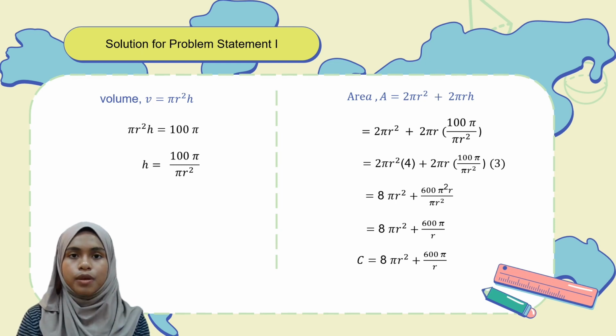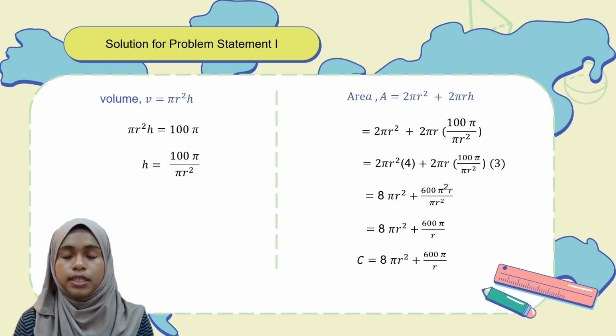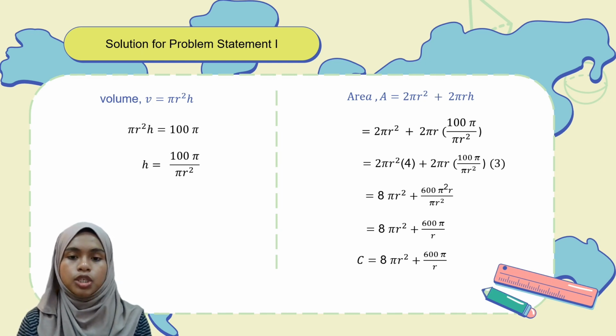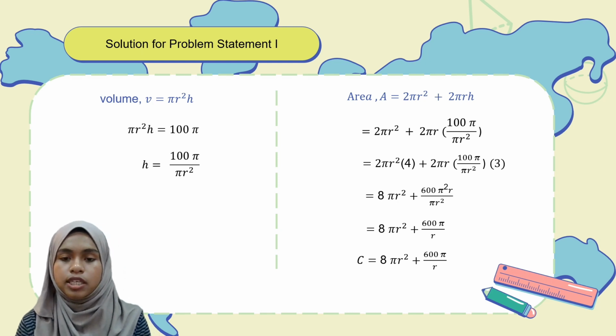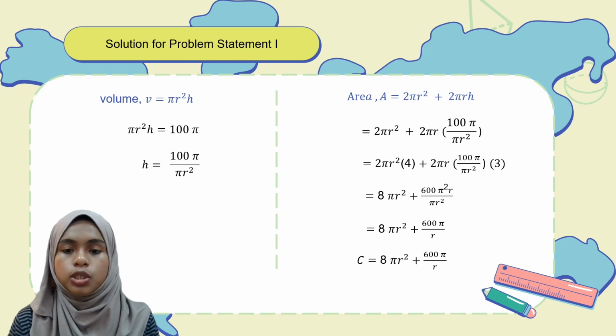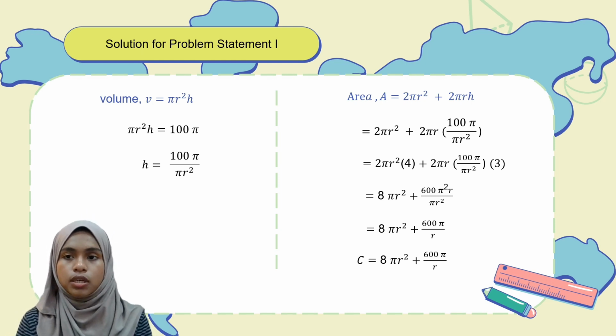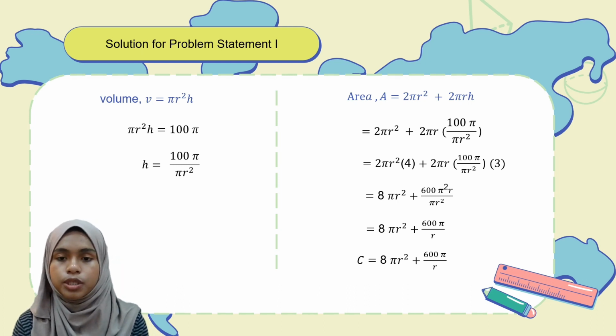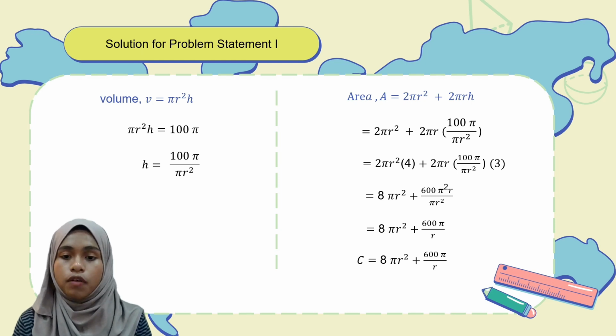The second step, we will use the formula of area for the cylinder, which is 2πr² + 2πrh. The first line shows that in 2πrh, the h value was substituted with 100π over πr², which is the h value obtained in the first step. And the next line, 2πr² will be multiplied by 4, which is the cost of material for the top and the bottom of the cylinder, plus 2πr multiplied by 100π over πr² multiplied by 3, which is the cost of material for the curved side of the cylinder.